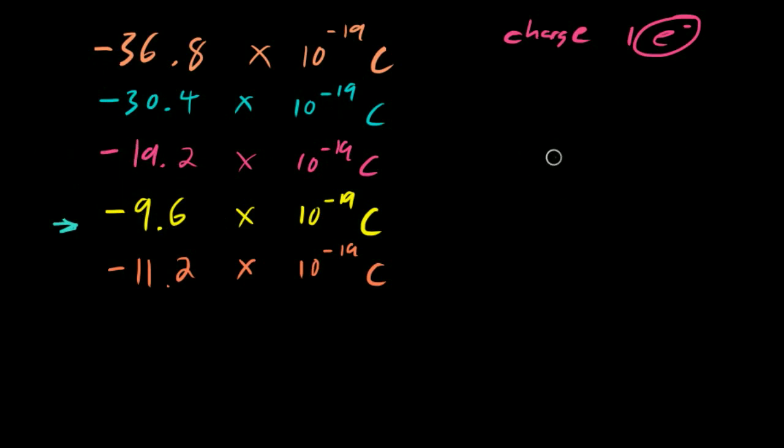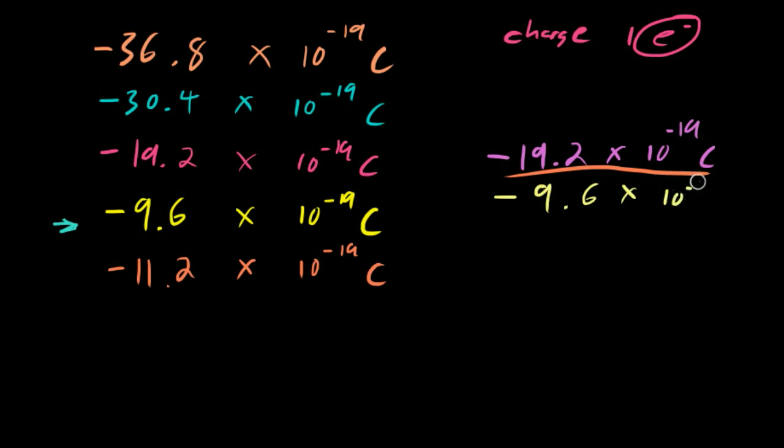On the top, we are going to have minus 19.2 times 10 to the minus 19 coulombs. And on the bottom of our fraction, we're going to have our first guess for the charge of one electron, minus 9.6 times 10 to the minus 19 coulombs. One thing I want to point out before we go further: do we have to write the minus sign and the times 10 to the minus 19 coulombs? You can see that no, we really don't have to. We can ignore all of this.